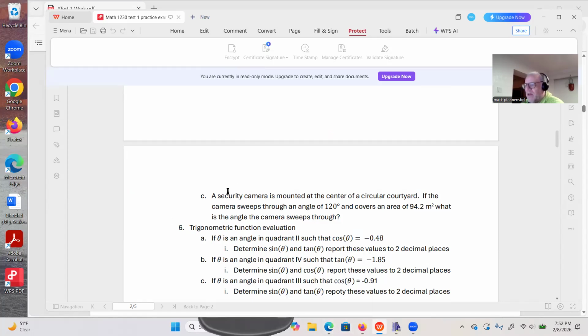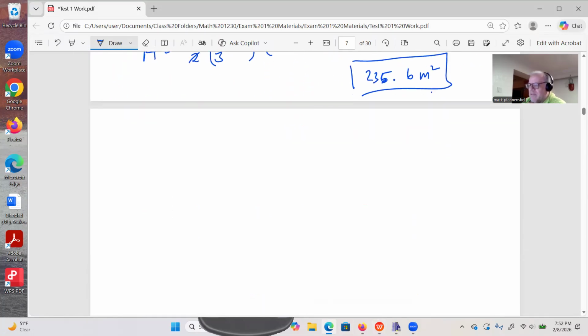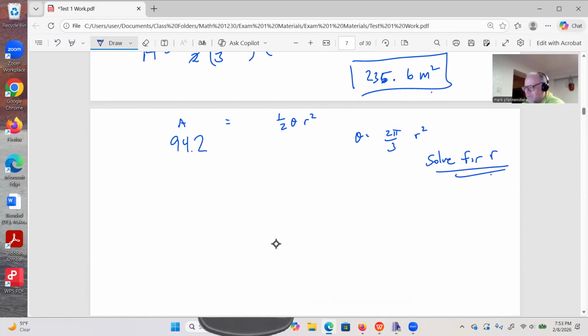So we are told that the area is 94.2. Okay. So we have 94.2. That's my area, equal to 1/2 theta r squared. We know what the theta is. Theta was equal to 2 pi over 3 from the last problem, right? That was 120 degrees. And we're probably going to have to solve for r squared here. Okay, so we'll solve for r.